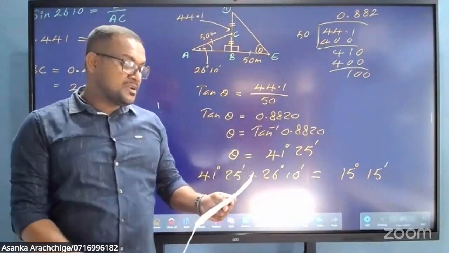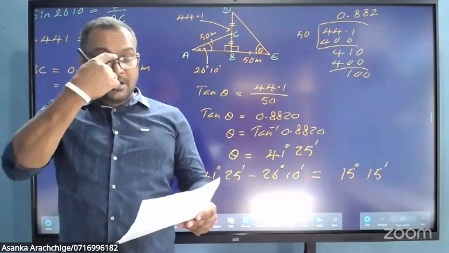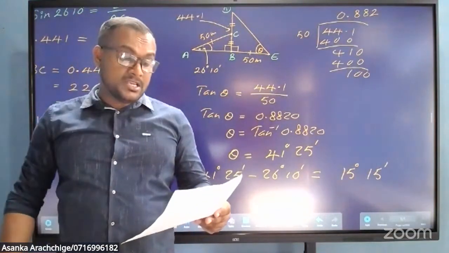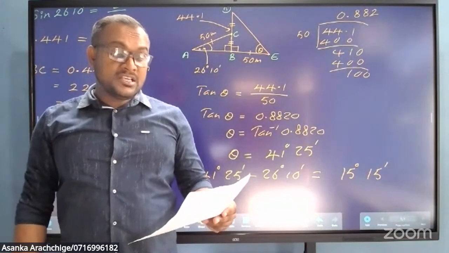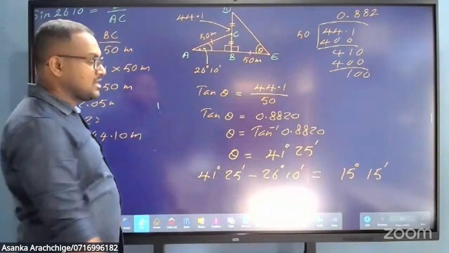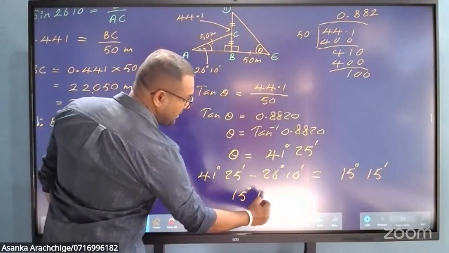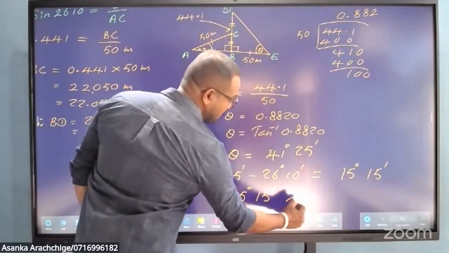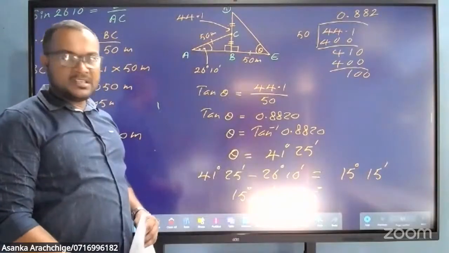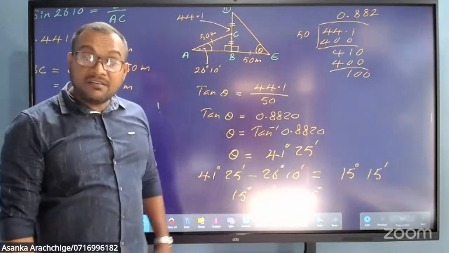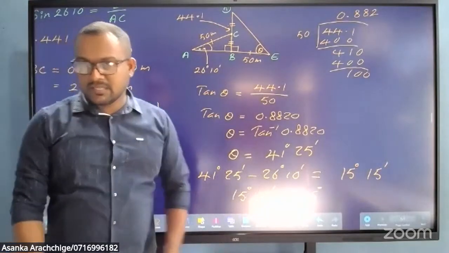Using trigonometric ratios, show that the difference between the incline of DE, which is angle DEB, and the incline of AC, angle CAD, is more than 15 degrees. So now you can say that it is more than 15 degrees. 15 degrees 15 minutes is more than 15 degrees. The difference is more than 15 degrees, by 15 minutes.